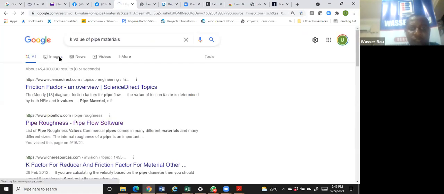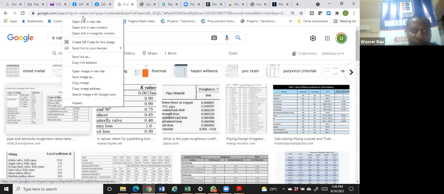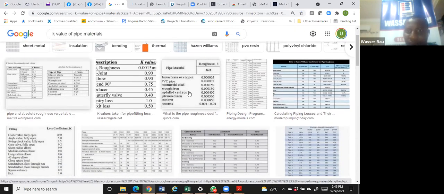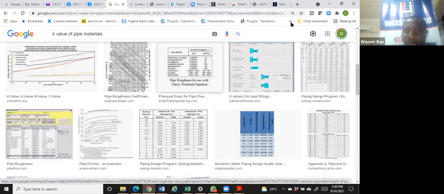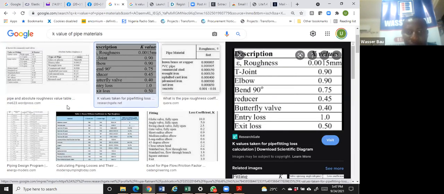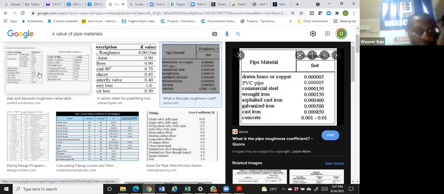I'll go to images. You see thousands of them. Look at them. There are hundreds and thousands of them. There are K values. So it's an open thing. It's there on the internet. For instance, here, PVC pipe. This is a value, but this one is in feet. Galvanized iron, concrete. Look at them. So I'll look for the one in meters.